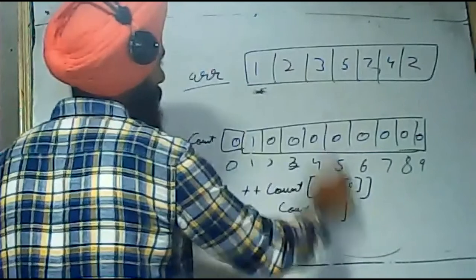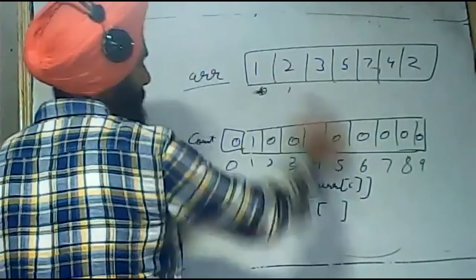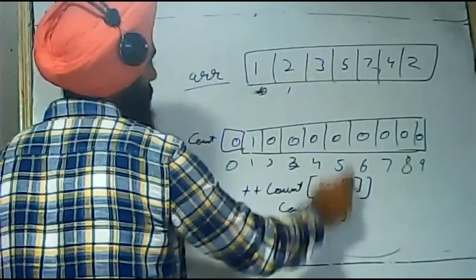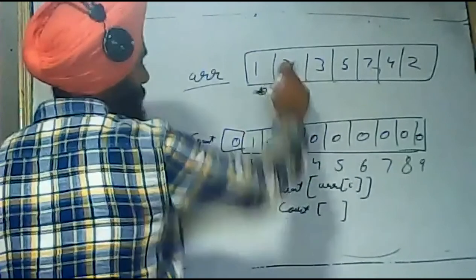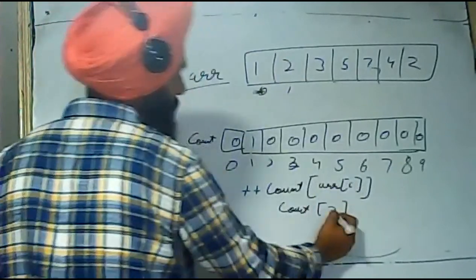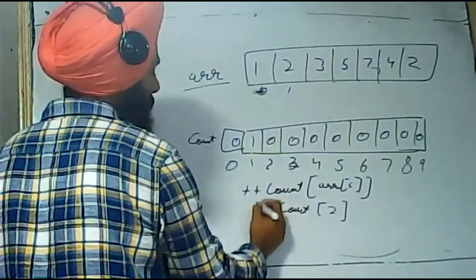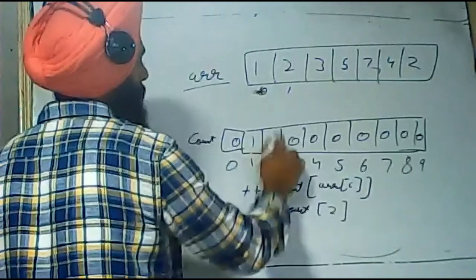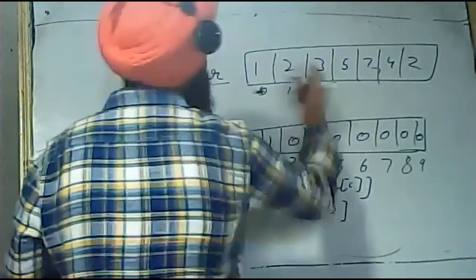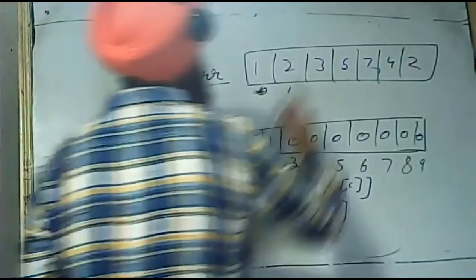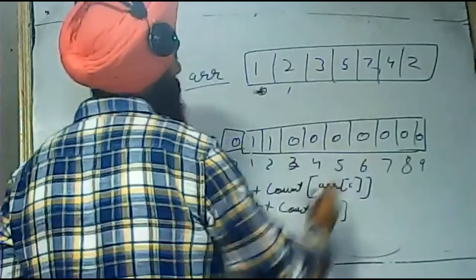So A of 0 is 1, and this will become 1. But at A of 1, we have 2. So 2 will become the position in the count array, and we will increment at that position. So that will become 1. So this is how it works. It will check all the elements and increment them one by one.